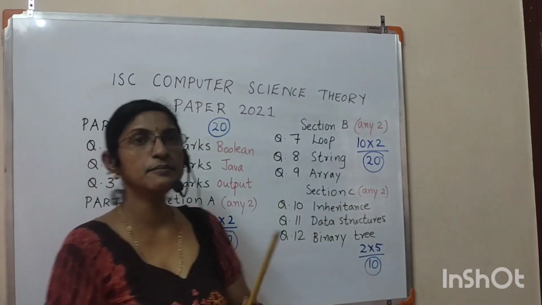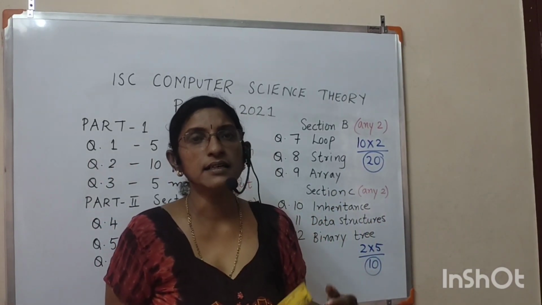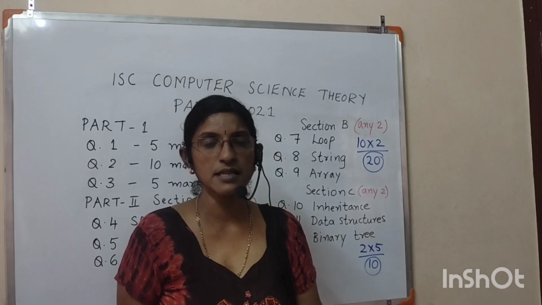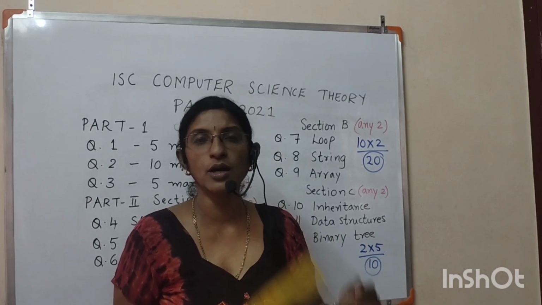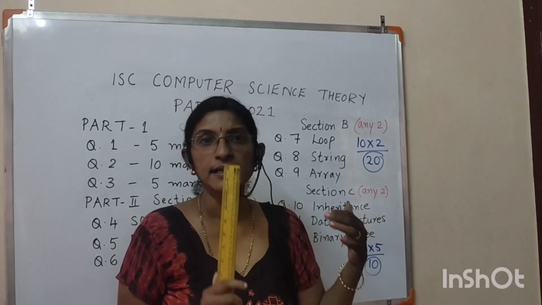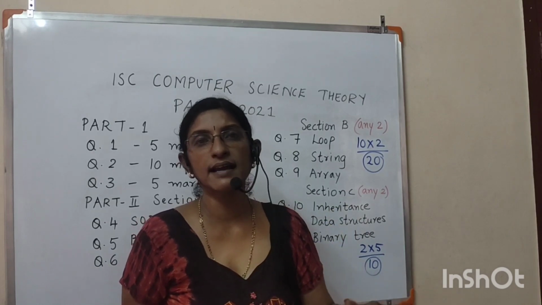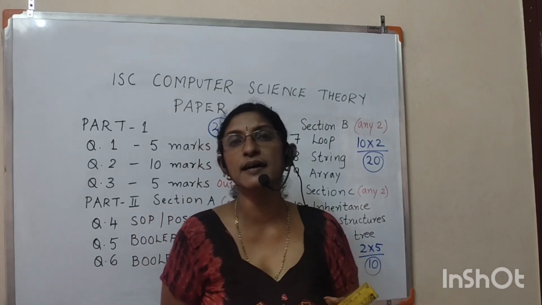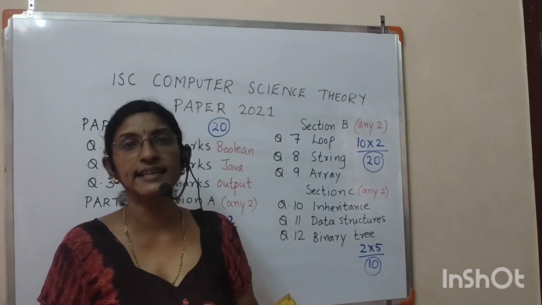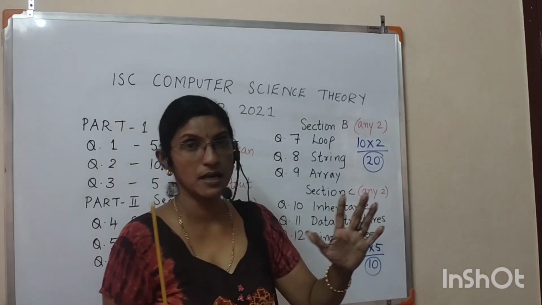Now question number 10, inheritance. Either they will tell us to write the base class after giving the derived class details, or otherwise they will give the base class details and ask us to write the derived class details. So like that, a question will come from here for 5 marks.